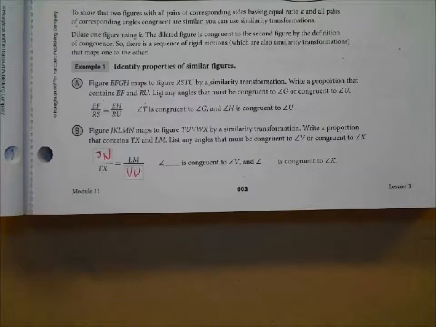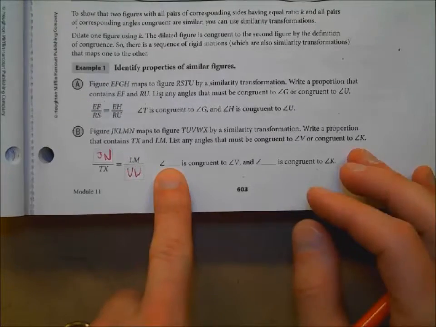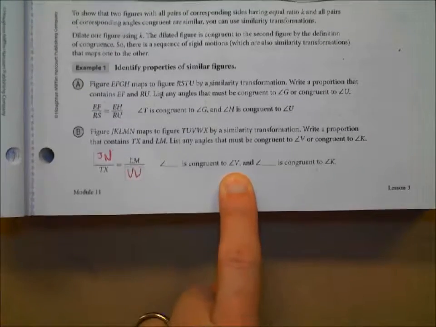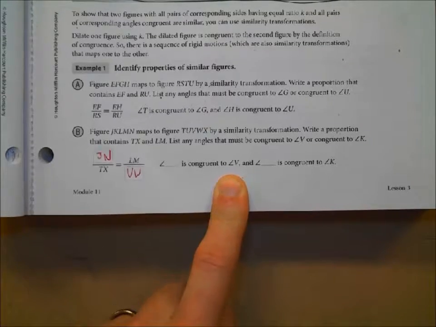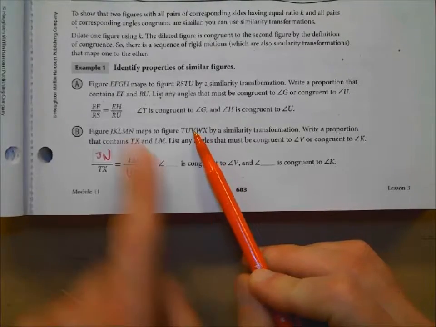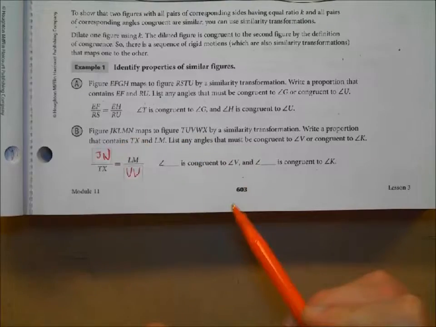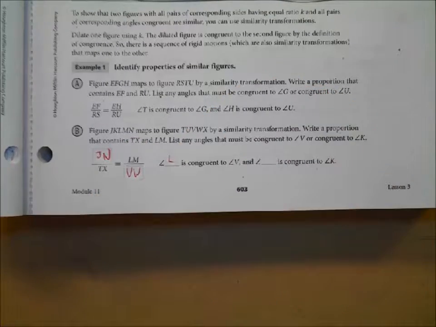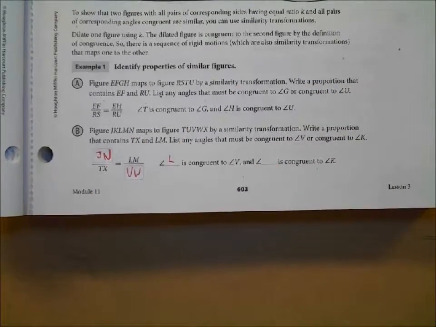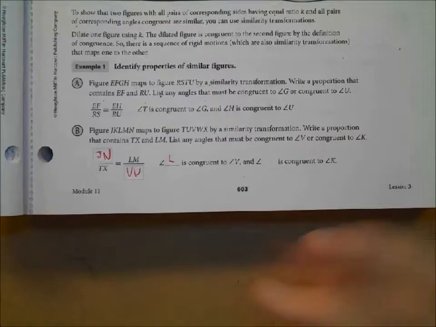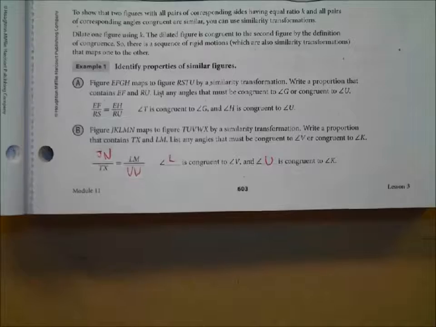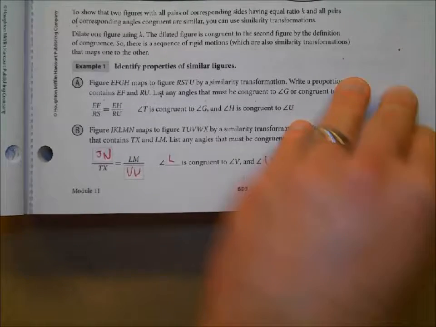All right. Angle blank is congruent to angle V. What corresponds to angle V according to this statement right here? Angle L. Yep. And angle blank is congruent to angle K. So what matches to angle K? U. Okay. Moving on.